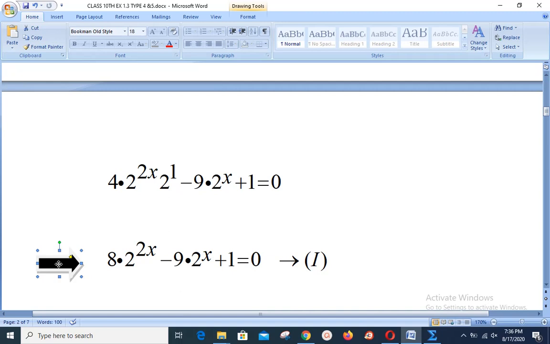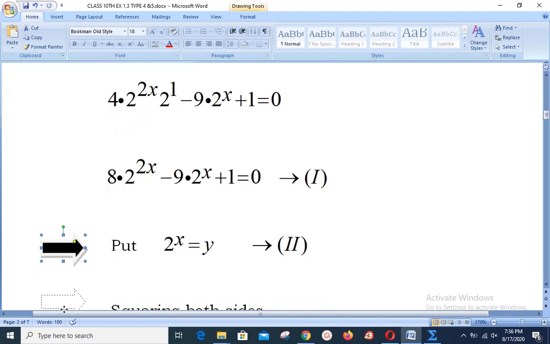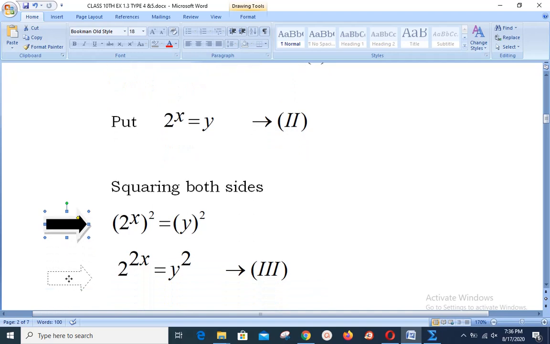Here we make a suitable substitution. We put 2 power x is equal to y. That becomes our equation number 2. And now squaring on both sides of this equation number 2, we have 2 power x whole square is equal to y whole square. That in the next step becomes 2 power 2x is equal to y square. This is our equation number 3.